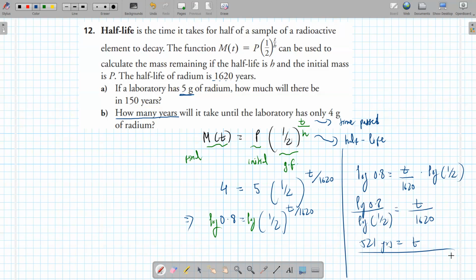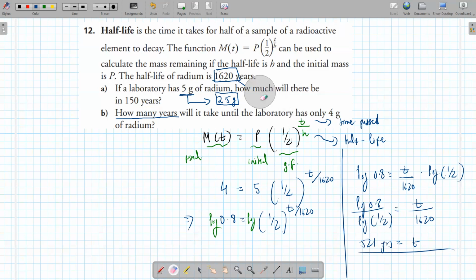What if I asked you, its initial mass is 5 grams. How long does it take for it to decay to 2.5 grams? What would be the answer? You don't have to do any maths for this. The answer is one of the numbers in the question. We had 5 grams. How long does it take? The half-life is 1620, right? So this answer here would be 1620.